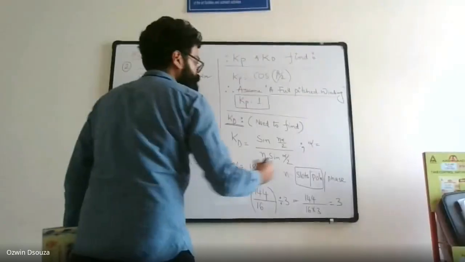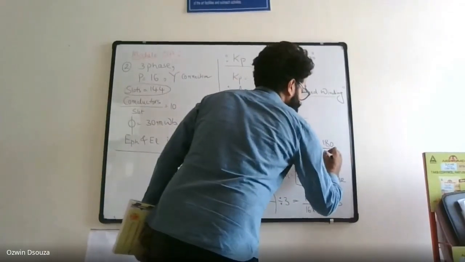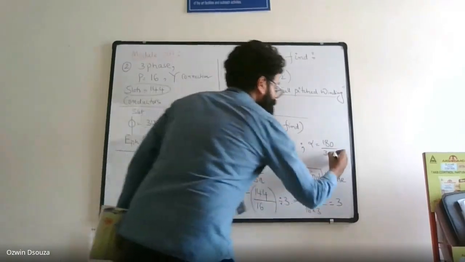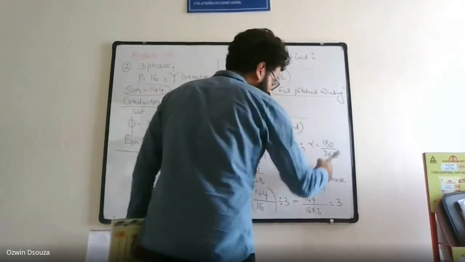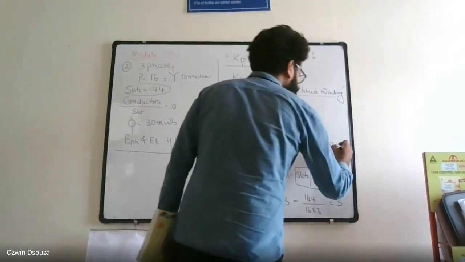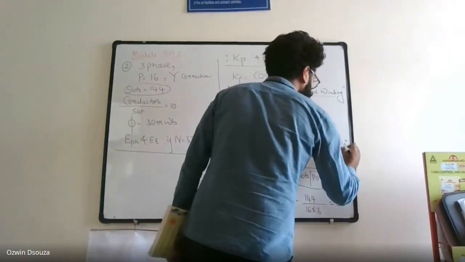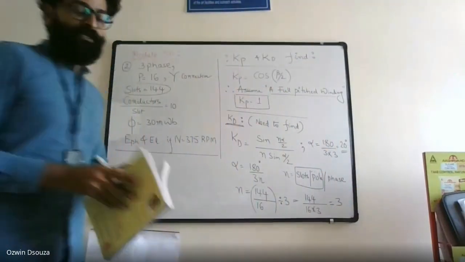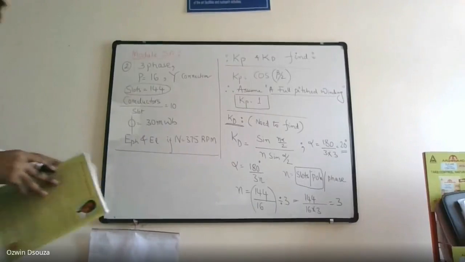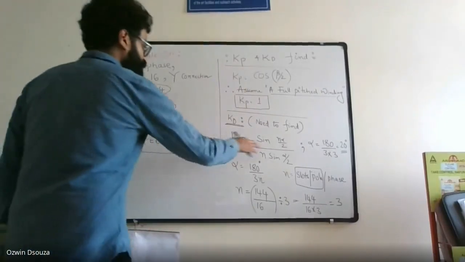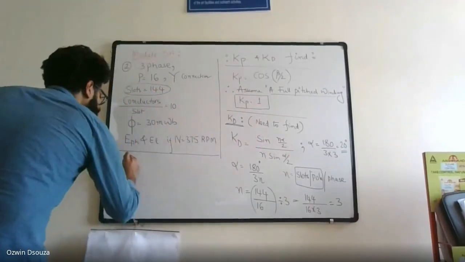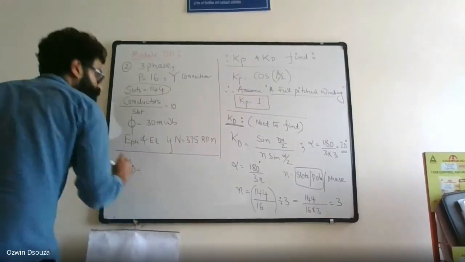So alpha is equal to 180 divided by 3 into n. n is 3, so 3 into 3 is 9. So 180 by 9 is 20 degree. So alpha is 20 degree. So once you have alpha value and n value, you can determine Kd value.